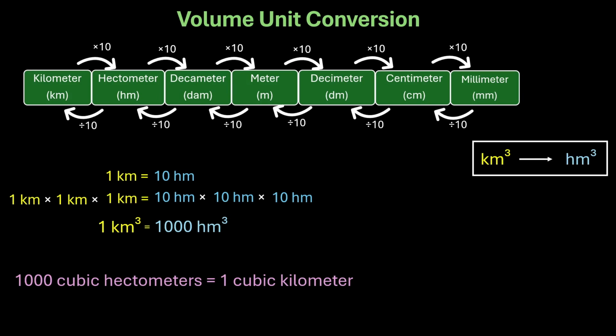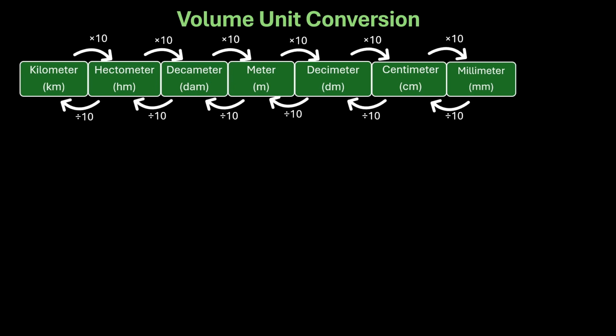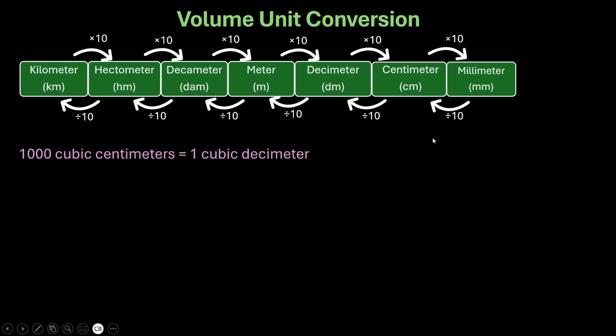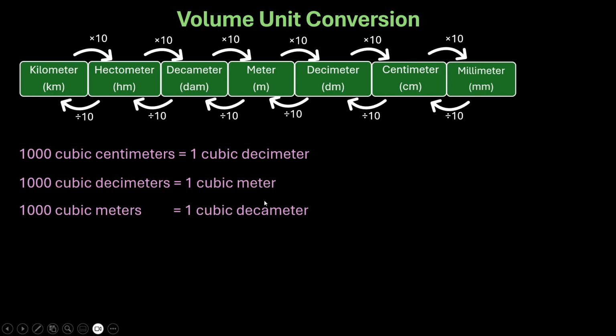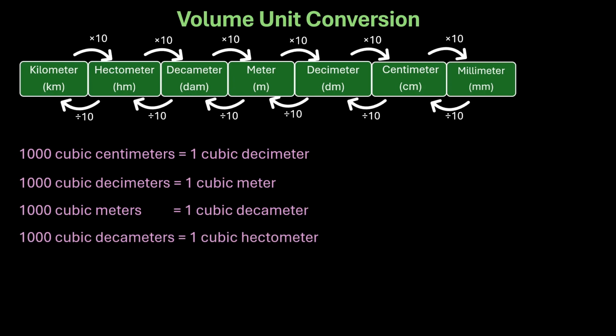Now, there are other conversions as well. For example, we can do the same conversions for all of these units. We have 1000 cubic centimeters, which is equal to 1 cubic decimeter. 1000 cubic decimeters is equal to 1 cubic meter. 1000 cubic meters is equal to 1 cubic decameter. Similarly, 1000 cubic decameters is equal to 1 cubic hectometer.